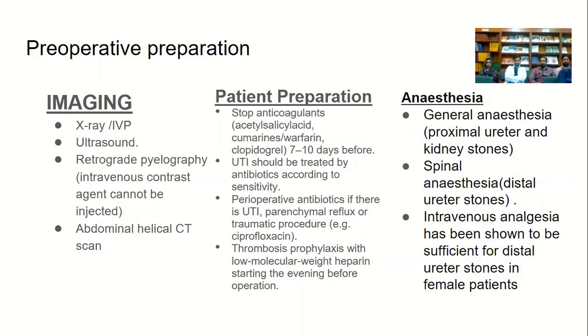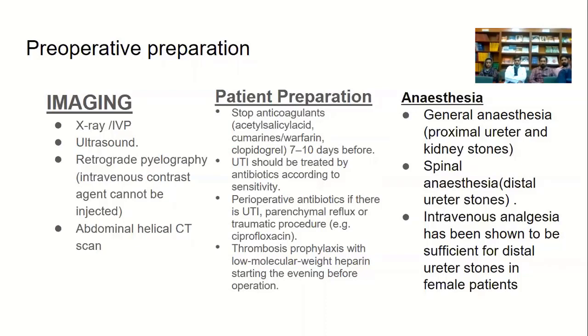We can use retrograde pyelography if IV contrast cannot be given, but most of the time we use CT scan before URS to identify the stone size and to evaluate the kidney. After that, we need to assess the patient for anesthesia.